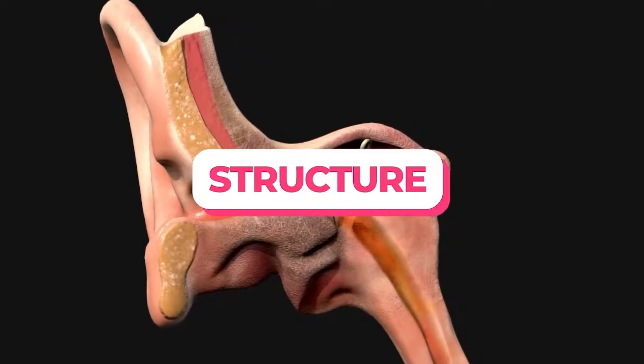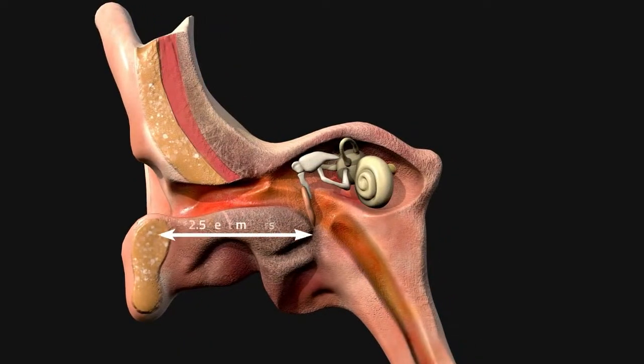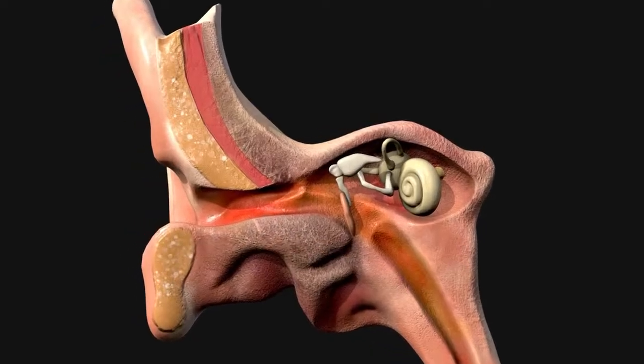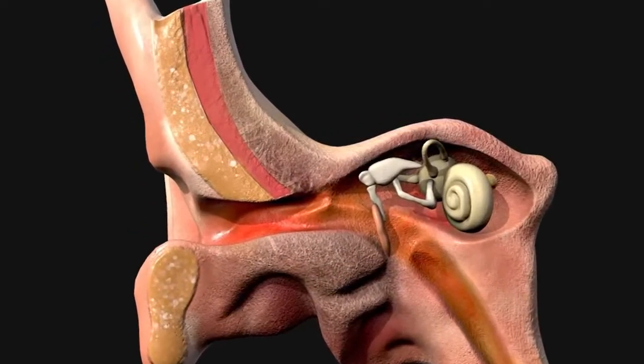Structure. The ear canal is a tube-like passage approximately 2.5 centimeters, or 1 inch, in length in adults, leading from the outer ear to the eardrum.